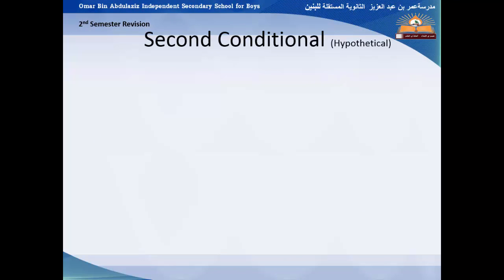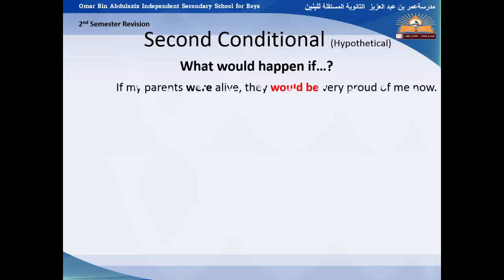Now with the second conditional. This case is called hypothetical case. What would happen if? Let's read this example. If my parents were alive, they would be very proud of me now. The tense of the if clause is the past simple tense. The result clause consists of would plus the base form of the verb.